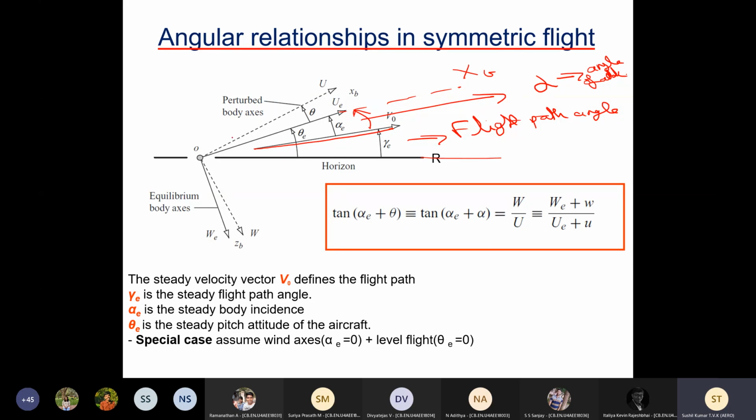Okay. During the perturbation, the body is pitching up, so you have a perturbation variable theta. Now this theta is the perturbed body axis. Earlier UE was here, now it has become U because it's moving up. Similarly, WE has become W.